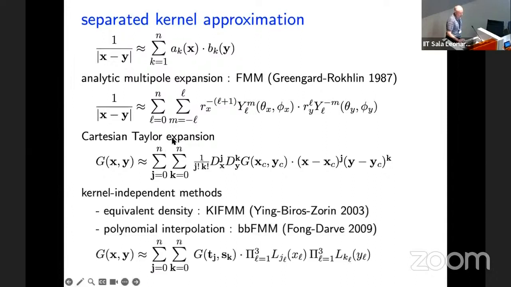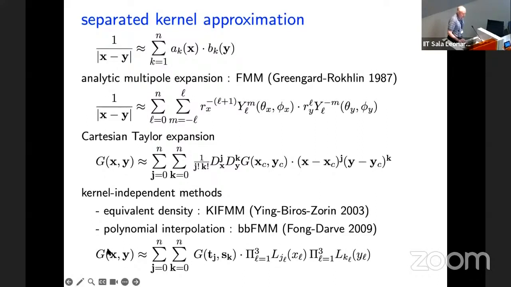Further along the line were kernel-independent methods. I won't tell you the details about the kernel-independent fast multipole method by Ying, Biros, and Zorin, using equivalent densities. But I will tell you about using polynomial interpolation. Now, this idea was around the community of fast summation methods, but Fong and Darve developed something they called the black box fast multipole method.